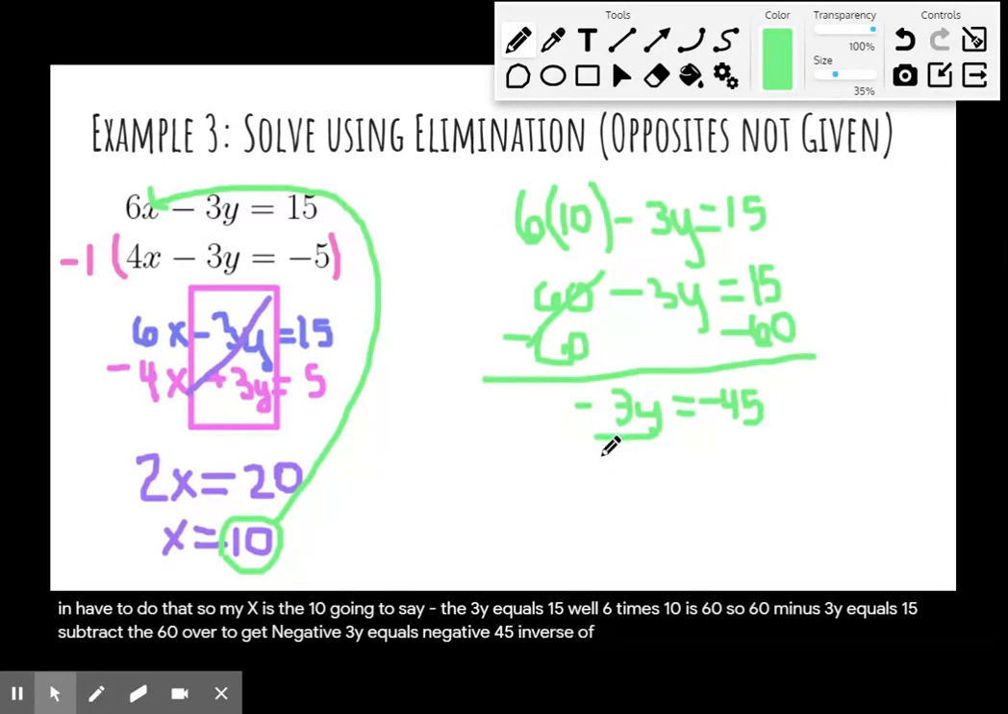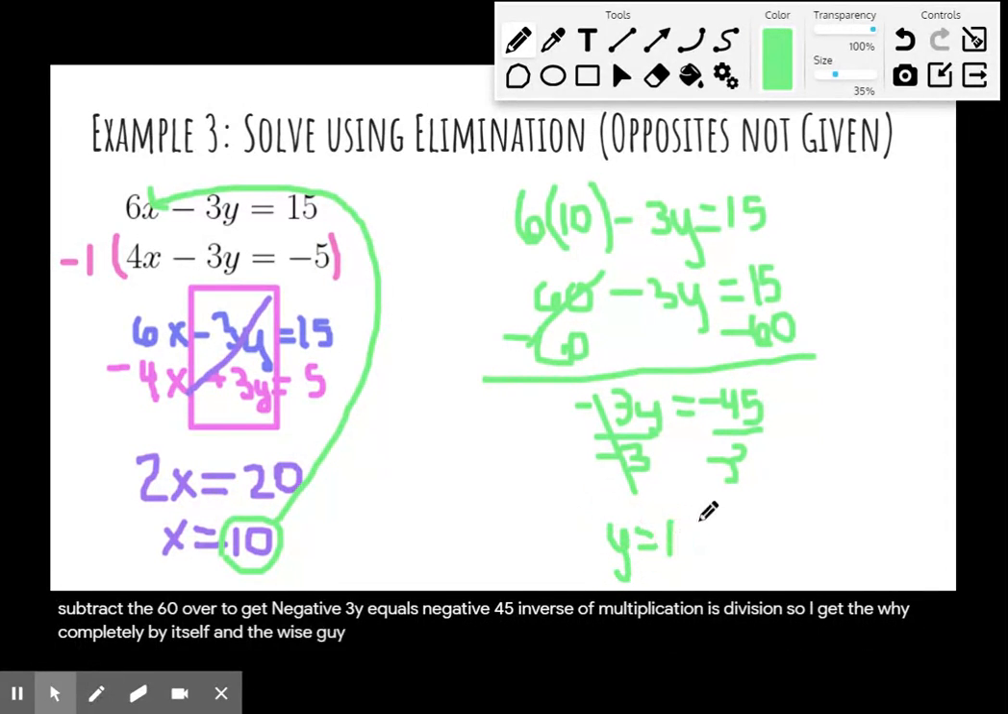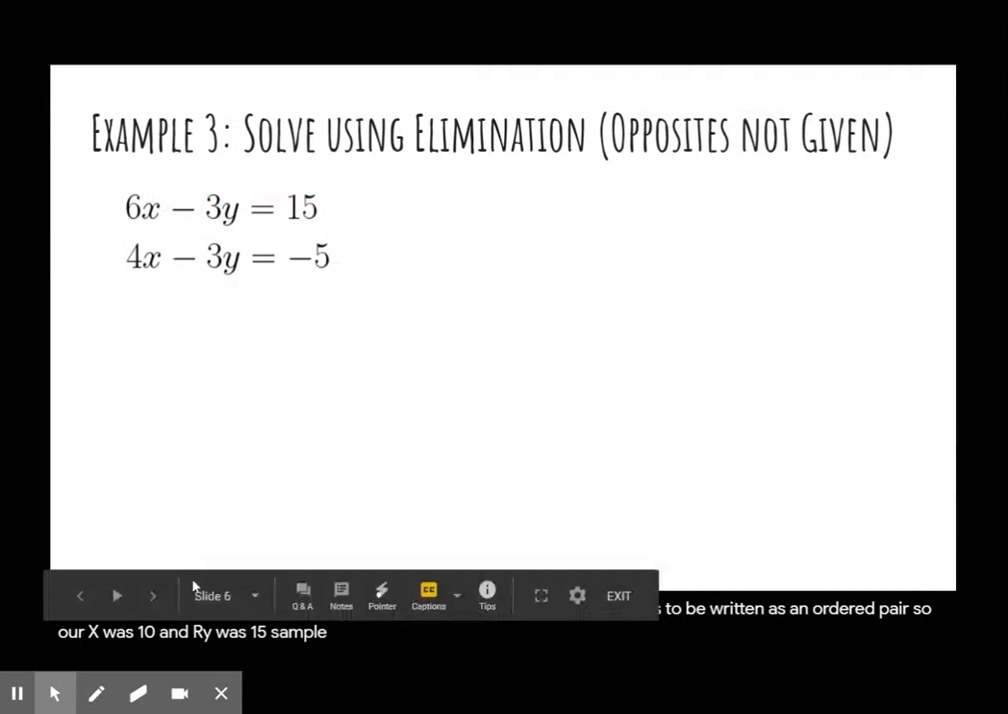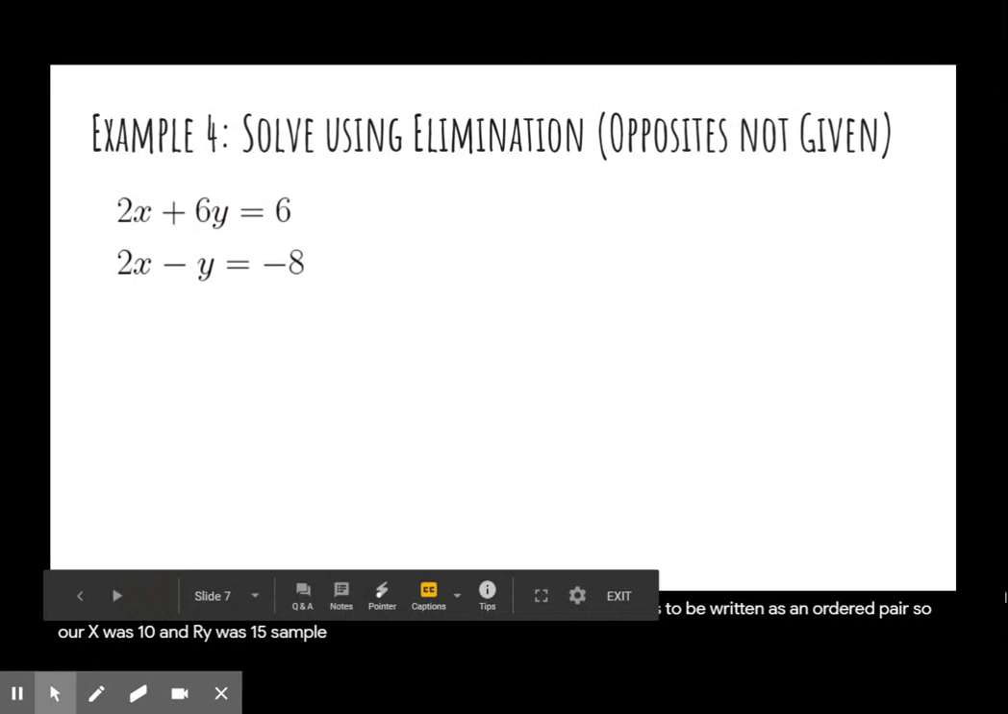Inverse of multiplication is division. So I get the y completely by itself, and the y is going to equal 15. So again, the final answer needs to be written as an ordered pair. So our x was 10, and our y was 15. One more example. Let's look at this one.